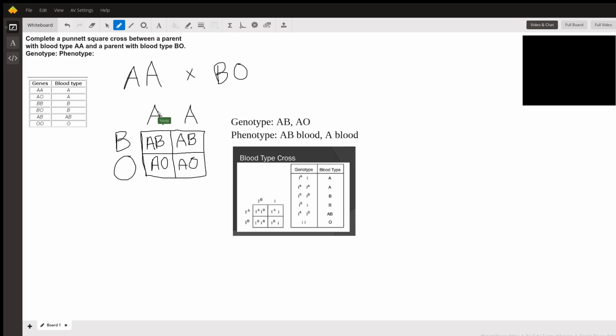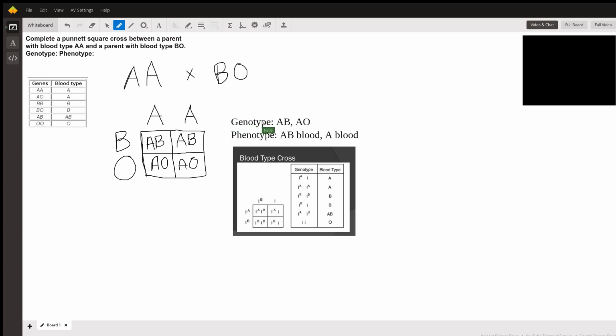So we get one allele from this parent and one allele from this parent. So then we get AB for the first square. We get one allele from this parent, one allele from this parent, AB for the second square. We get one allele from this parent, one allele from this parent, AO. And then same thing for the last square. We get one allele from this parent, one allele contributed by this parent, we get AO.